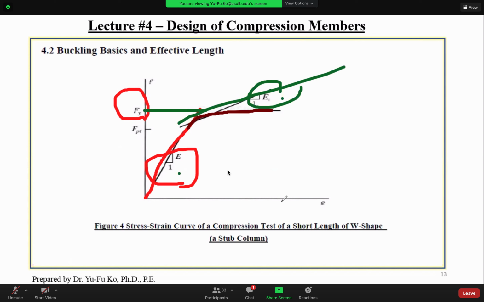Any questions for these slides? What is that Fpl? It is the proportional limit. That's the limit where you remain in the linear elastic range. Beyond that, you start to transition to yielding. Okay.